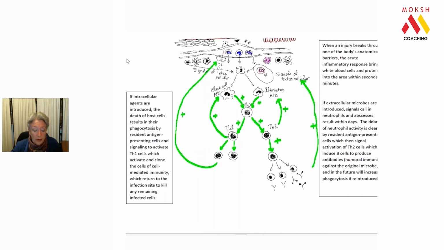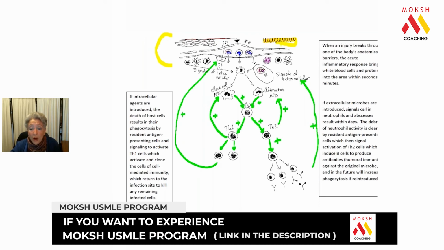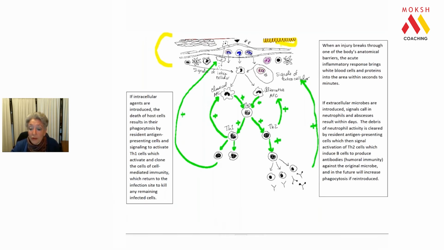Up at the top, if you notice, what we've got is my barrier systems. We have my skin, we have my mucous membranes, we have, even though they got cut off over here in my drawing, the ciliated epithelium of the respiratory tract. All of those things are barriers whose design it is to keep things out of your body that don't belong there, okay?